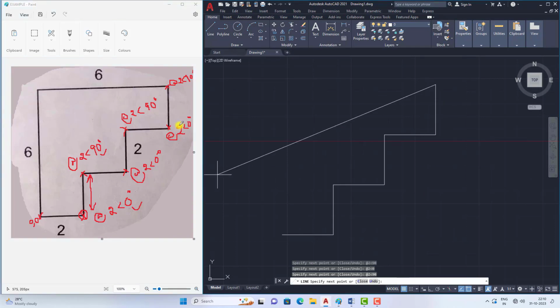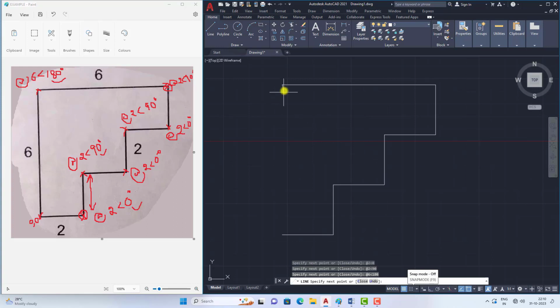From here, this is the reference point, and we need to go here, right? So we need to move the distance 6 less than, as we are going leftwards from this point. So the angle is 180 degree. See, we need to use the angle 180 degree because we are going leftwards from the reference point. So we need to use the corresponding angle as 180. So @6<180, press enter. See, now we are here.